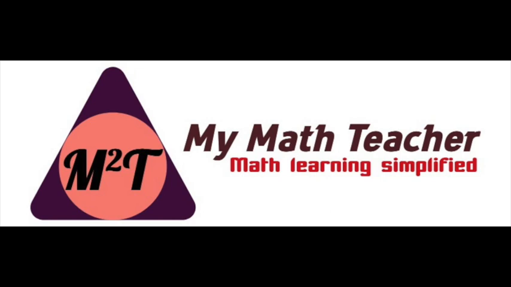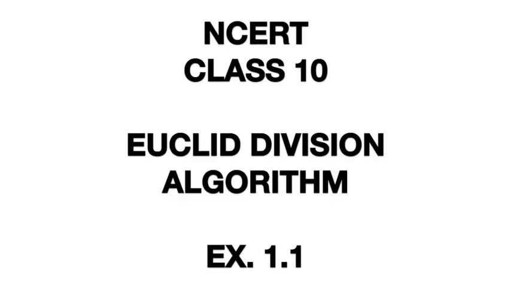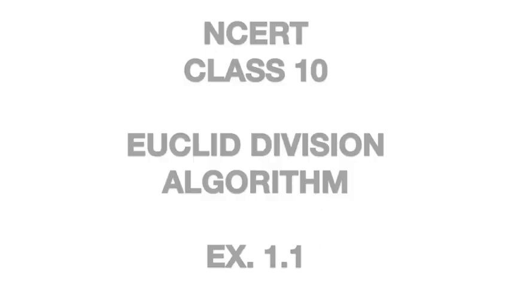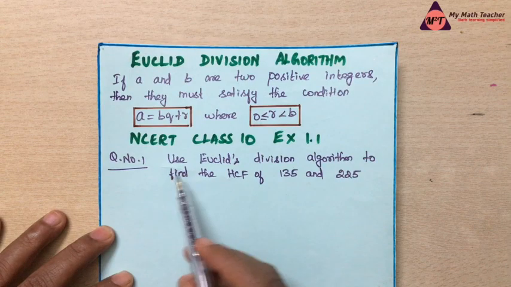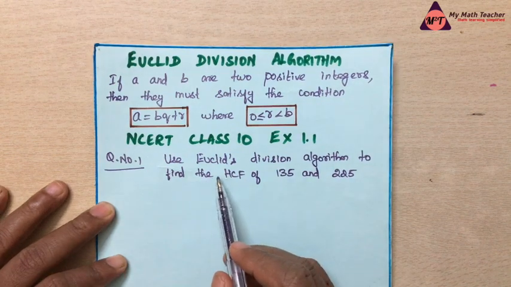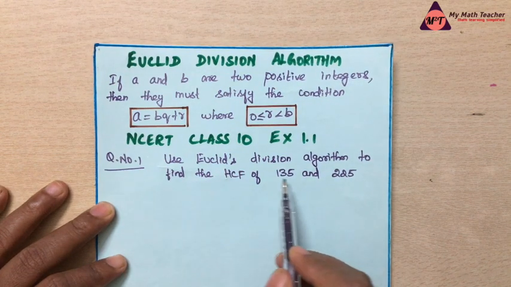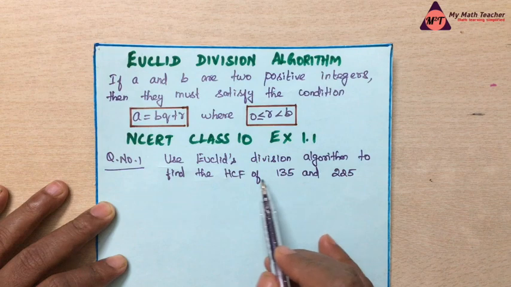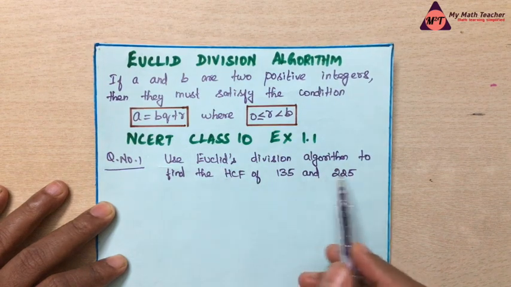In this video, I am going to teach you question number 1 from exercise 1.1 from the NCERT syllabus. This is for class 10 students. In my previous video, I have already taught you the basics of Euclid's division algorithm. You can please check that for clear understanding. Now let's start. The question here is we have to find the HCF of these two numbers using Euclid's division algorithm.